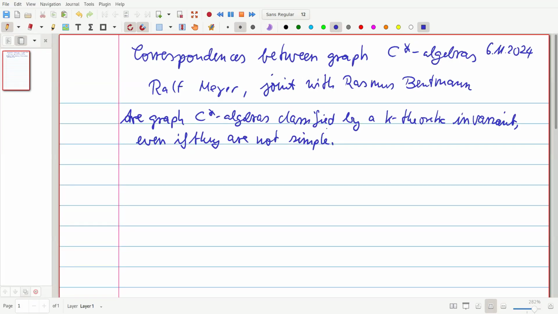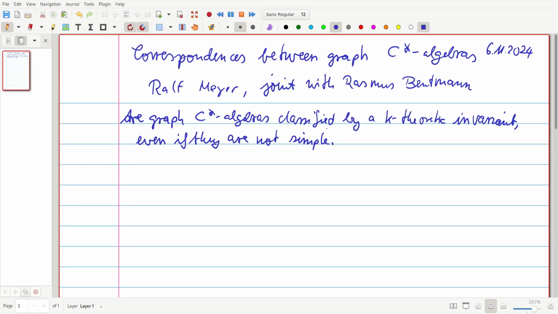Many of you will know that a simple graph C-star algebra is either purely infinite or an AF algebra. And in both cases, we know very good classification results. In particular, K-theory is a complete invariant for these things. But graph C-star algebras don't have to be simple, and if they are not, then the ideal structure can be pretty complicated. Therefore, this is really a difficult question.